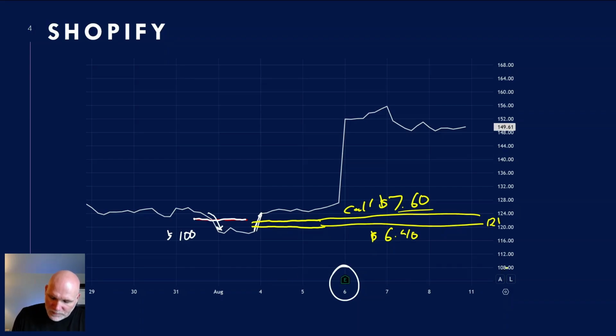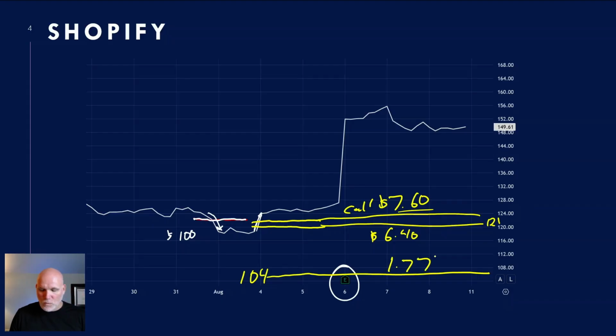Now the index, our Y index is 108, but let's just pretend that's 104. Okay, so this is where I put my put, 104. I sold that one for $1.77. So what I wanted to do is I wanted to finance this. I was really interested in financing this guy. I wanted to pay for my insurance. And I really, at the end of the day, didn't want to pay for my insurance at all. And that's why I sold the call above.